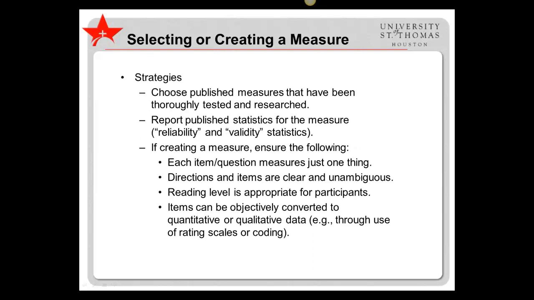Here are some strategies for choosing or creating a measure. Choose published measures that have been thoroughly tested and researched. Report published statistics for the measure, namely reliability and validity statistics. If creating a measure, ensure the following. Each item or question measures just one thing. Directions and items are clear and unambiguous. Reading level is appropriate for participants. And items can be objectively converted to quantitative or qualitative data, for example, through the use of rating scales or coding.